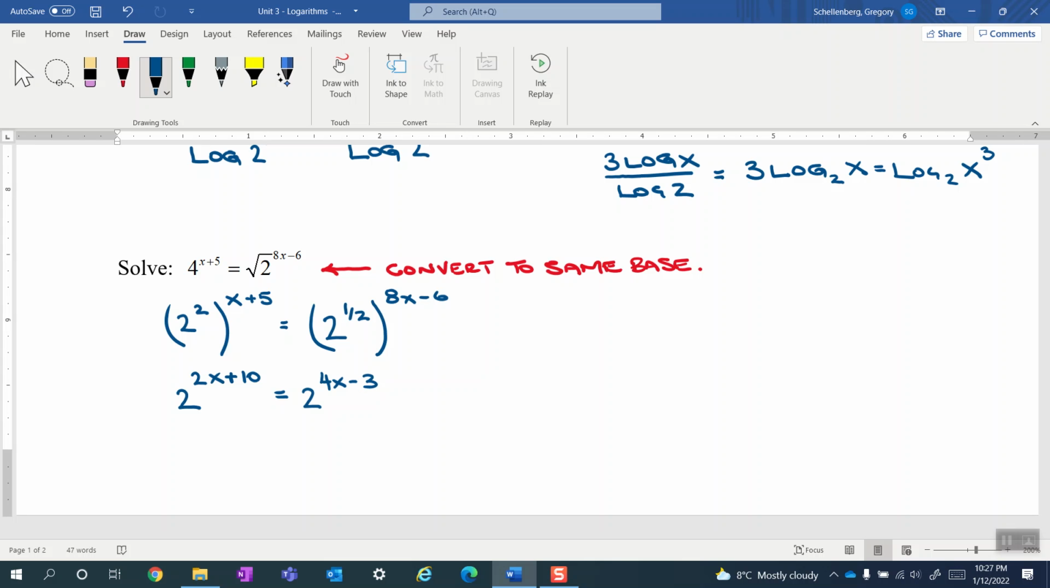Okay, so now we've got a common base here. We can drop the base and we can evaluate the exponents. So I'm going to rewrite this just as 2x plus 10 is equal to 4x minus 3. And we should end up with 13 is equal to 2x. And so x is equal to 13 over 2.